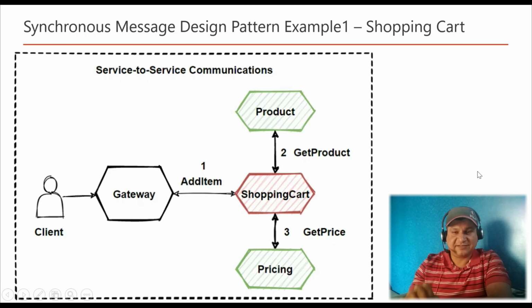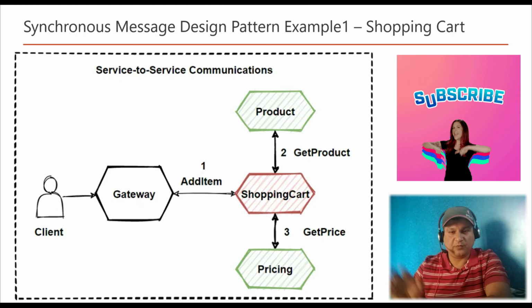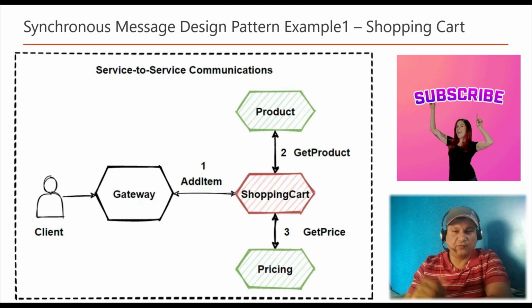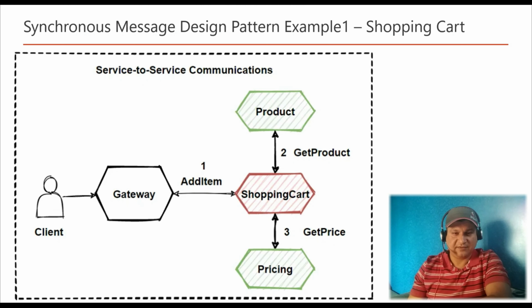Okay, friends, so let's understand the synchronous messaging design pattern with a real-world example. Let's assume we have an e-commerce website and a shopping cart scenario where the user can see all the items added in the cart with the product information as well as the pricing information. So the client wants to see the shopping cart page with the product and pricing information. Hence, the client sends the request to the server. The request comes to the API gateway and then the API gateway forwards that request to the shopping cart service.